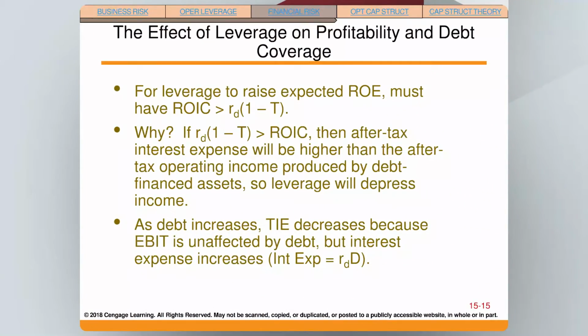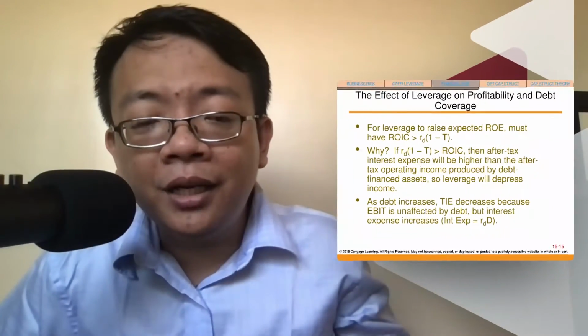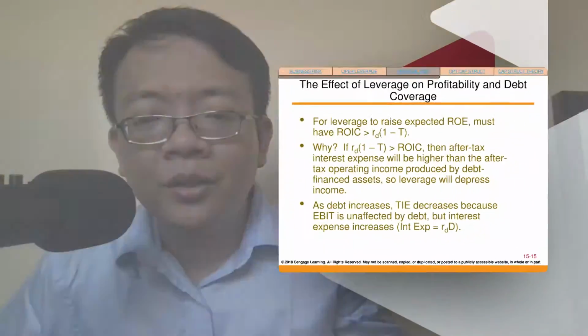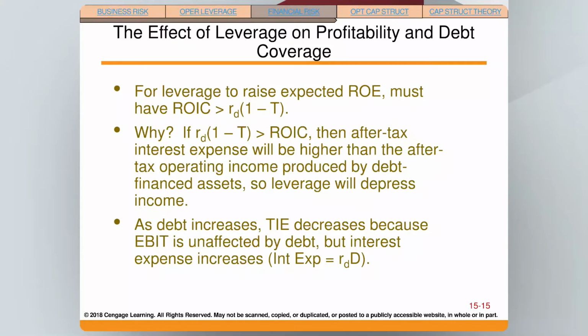We multiply it by the tax, and then pag malaki yung ating return on 1 minus T, kasi di ba, ito yung ating cost of capital. Hopefully, naalala pa to, class. After-tax interest expense will be higher than the after-tax operating income produced by a debt-financed asset. So, leverage will depress ROE. Okay? So, as debt increases, habang tumataas na yung utang, times interest earned decreases because EBIT is unaffected by debt, but interest expense increases.